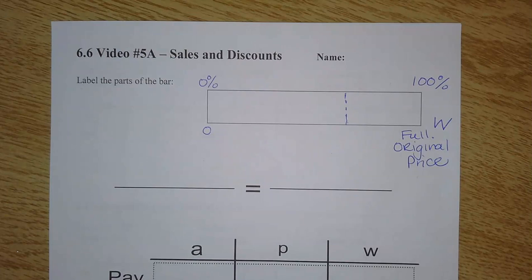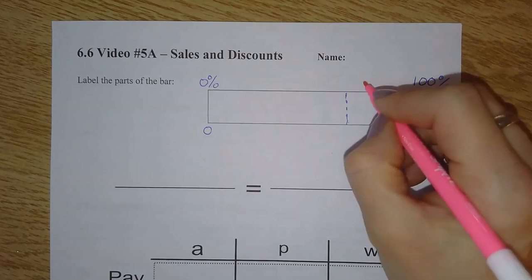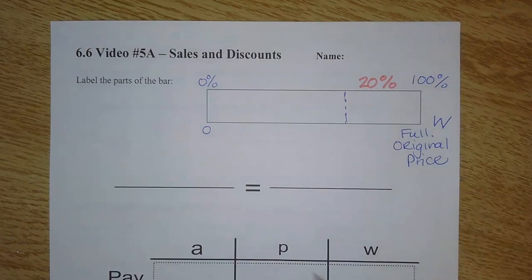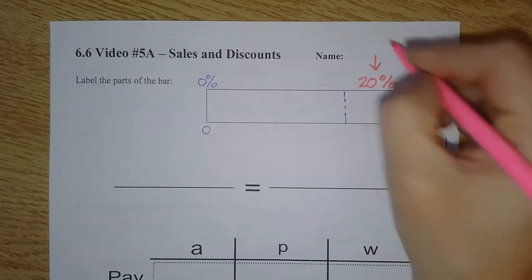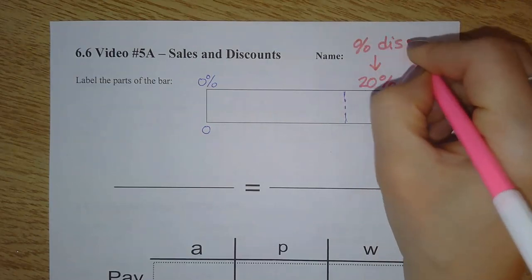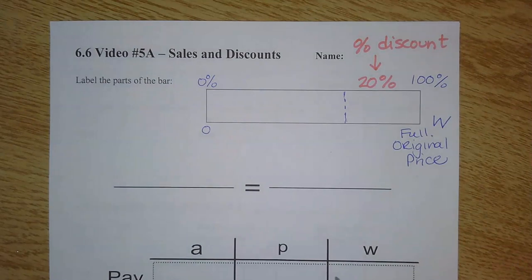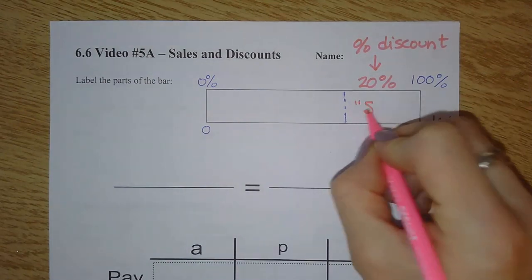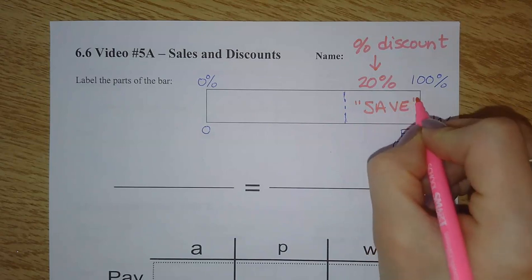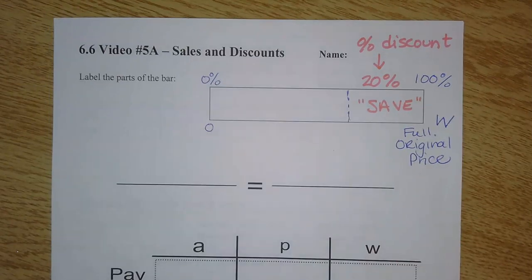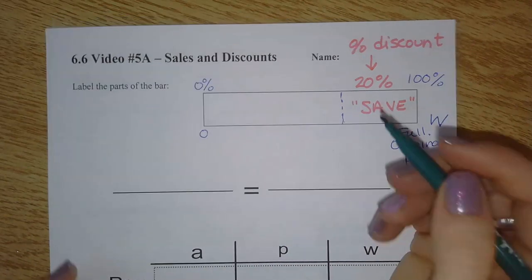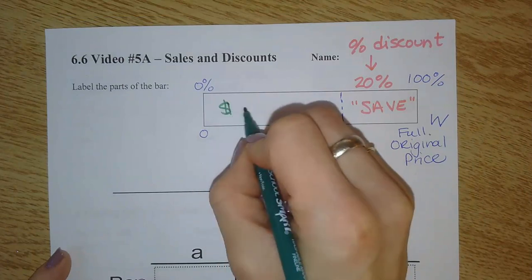But we're going to break this down, and I'm going to color code. So if you want to color code with me, grab a couple colors. We could look at this in two pieces, right? Let's say, for example, it's 20% off. This would be the percent of the discount. And technically, this part of the bar is how much I save, right? That's what they're taking off the price. Like maybe I saved $5 because it was on sale. This part of the bar would be the money that I do pay.